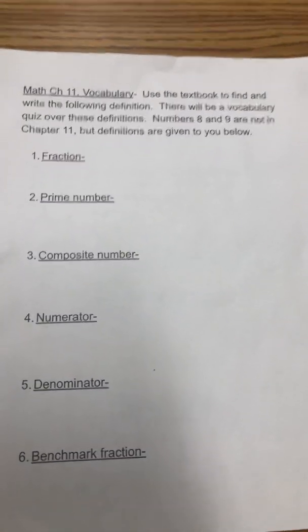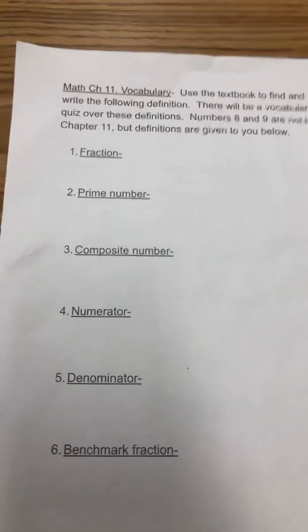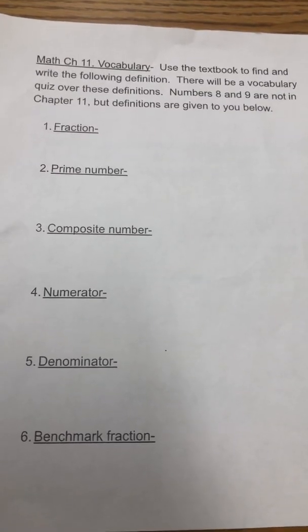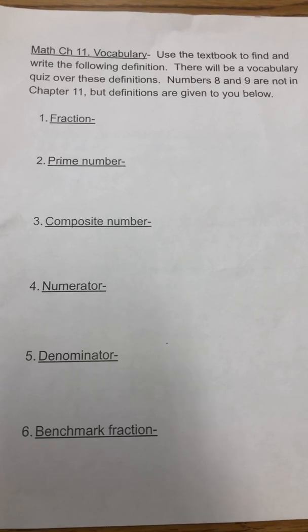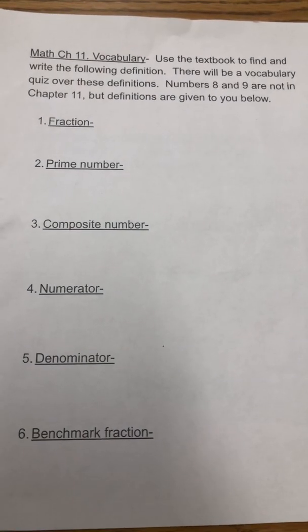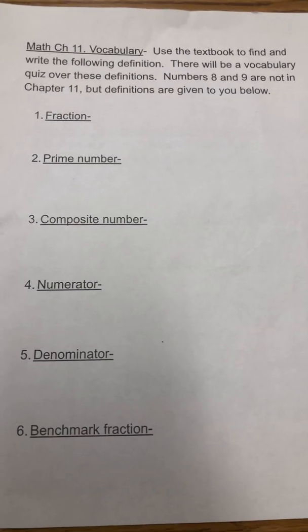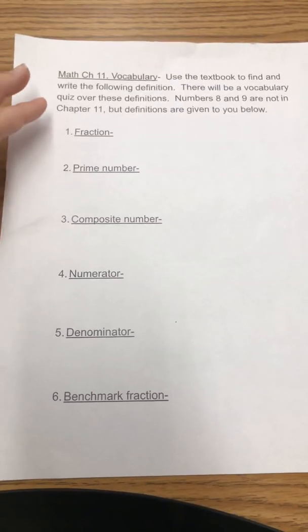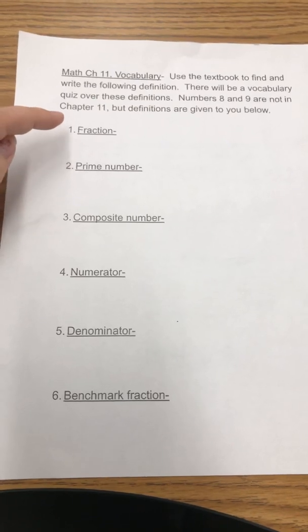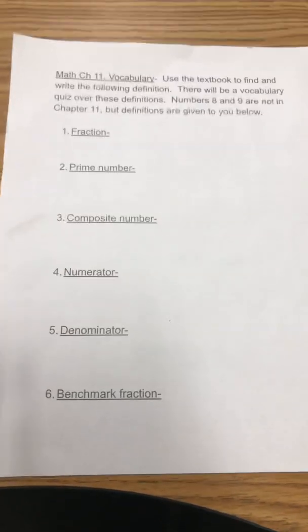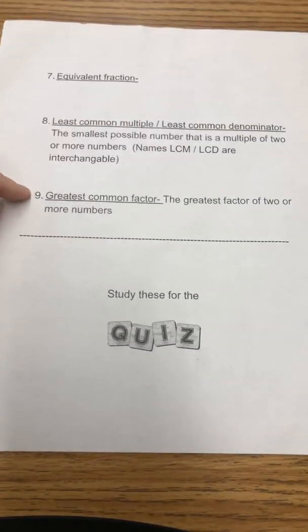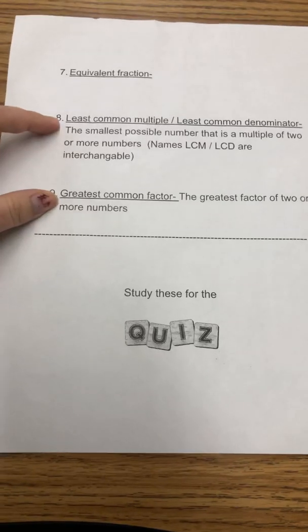So it says, use the textbook, which you should have at home, to find and write the following definitions. There will be a vocabulary quiz over these definitions. Numbers 8 and 9 are not in Chapter 11, but definitions are given to you below. So what you're going to have to do is go to Chapter 11 and write down the definitions for each of these vocab words. And then on the back, we already have 8 and 9 written in for you because they are not in Chapter 11, but they are super important to understand.